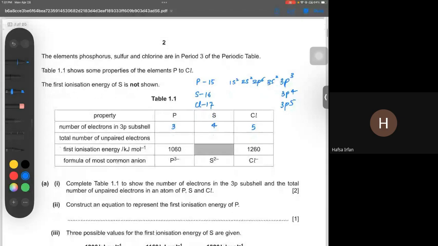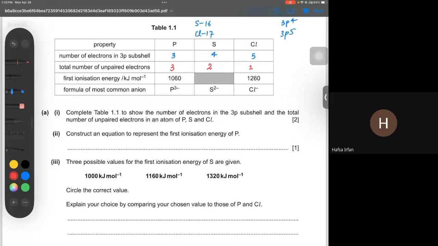And then the total number of unpaired electrons. Phosphorus has 3p3, so that is just like that, 1, then 2, then 3. It has 3 unpaired electrons. Sulfur is 3p4. So how many unpaired electrons? 2. And 3p5 means that it has only one unpaired electron.